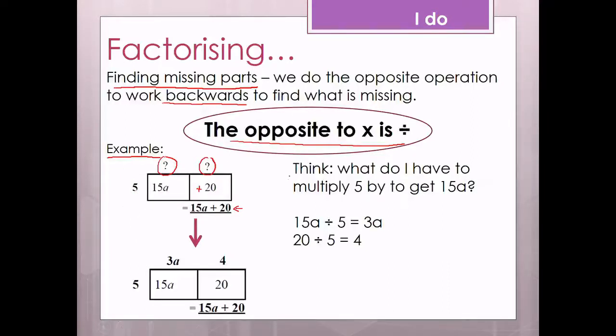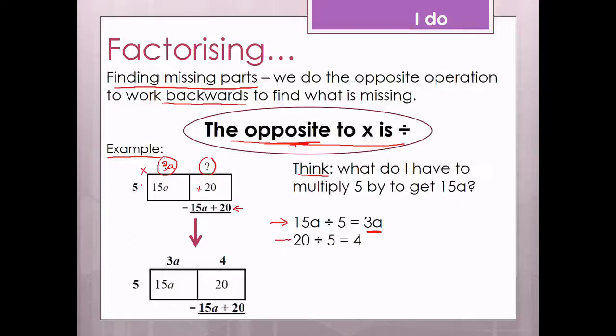So I'm saying over here, think, what do I need, or what do I have to multiply by 5 to get 15a? 5 times what equals 15a? This is where the idea of opposite comes from. Because to work that out, working backwards, I simply divide. And you can see there that I now start with the 15a, I divide by 5, and I end up with 3a. So I'm going to put 3a up the top there.